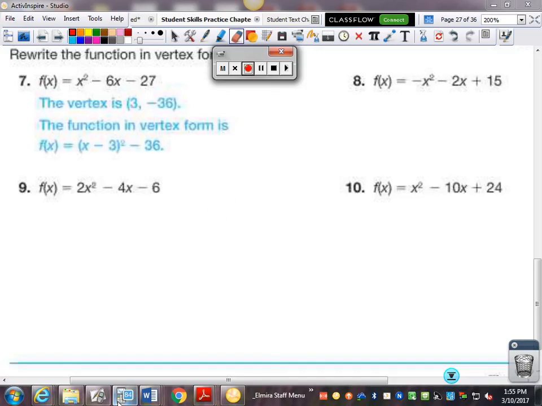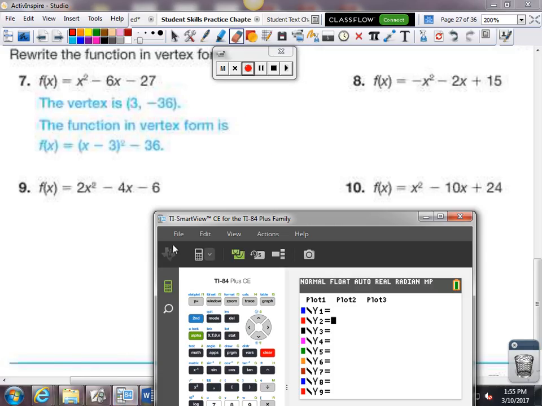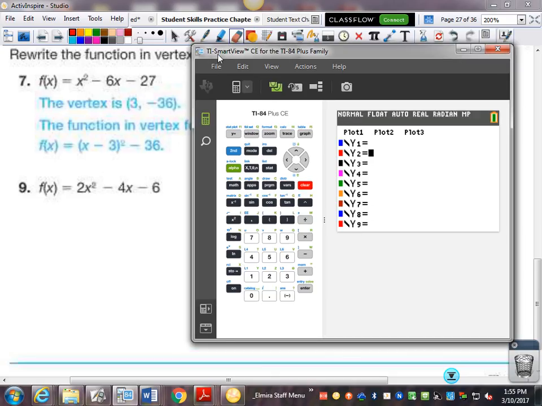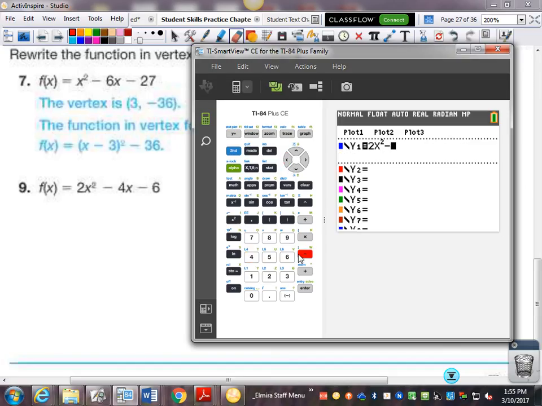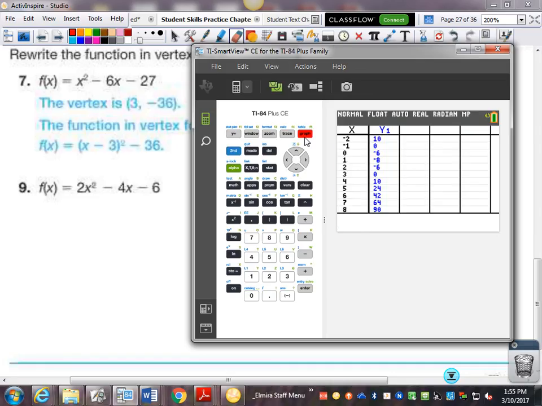In the next section, you're going to go to your calculator and go to your y equals 2x squared minus 4x minus 6. Look at your table.